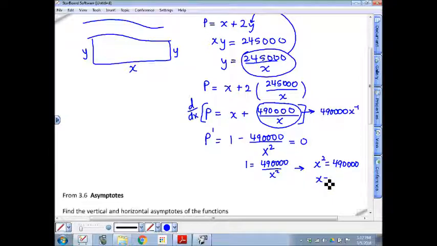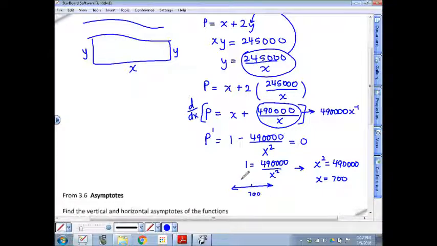Take square root on both sides and get x equals 700. Now, technically it's plus or minus 700, but since x represents the width of this rectangle, it doesn't make sense to have negative 700, so we're just going to take positive. And we're supposed to test to make sure this is a minimum value. We're trying to find minimum dimensions. So what you want to do is just do a quick number line check.